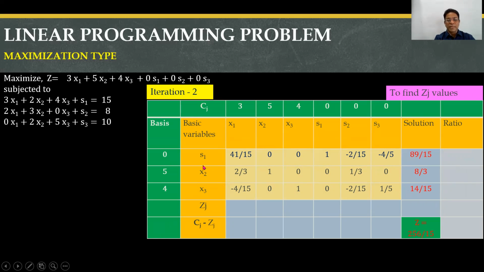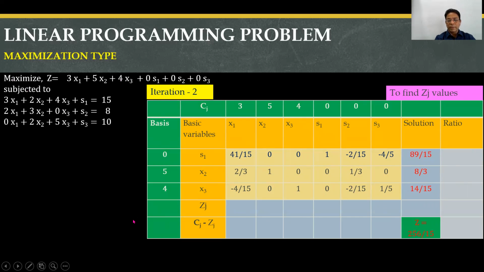The value of z is obtained by putting x2 is equal to 8 by 3, x3 is equal to 14 by 3 in the objective function, and we will get z is equal to 256 by 15. So the value of z is improved since this is a maximization sum, and we are getting the value of z which is higher than the earlier value of z, which we got in the first iteration. So iteration 2 value is more than that of the first iteration value.